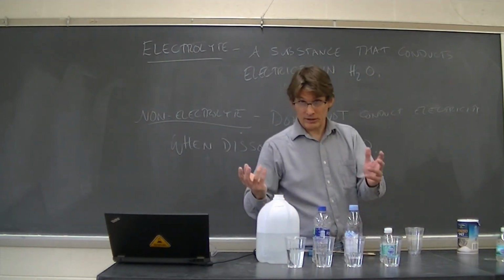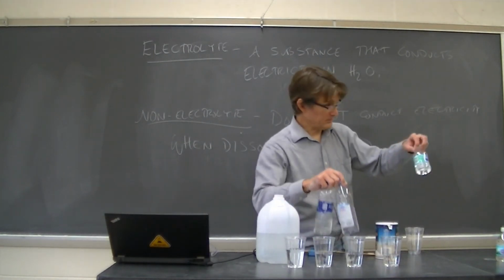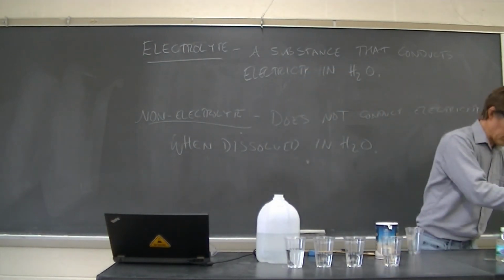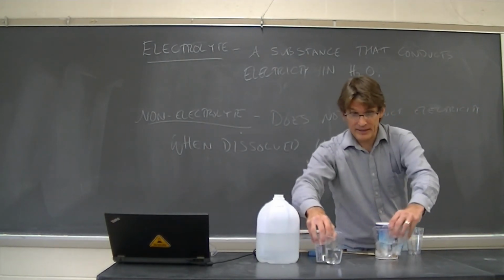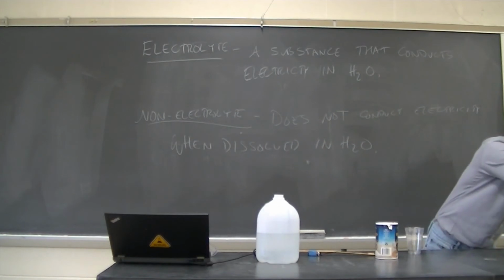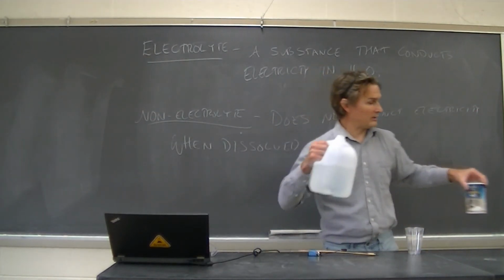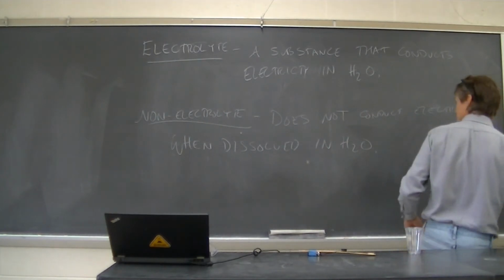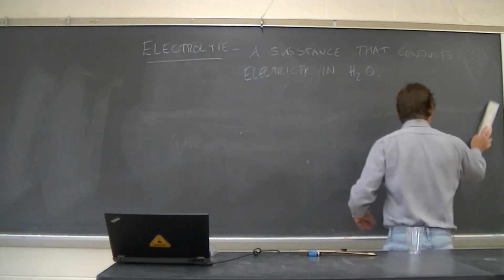So that's all an electrolyte is. Salt's an electrolyte. If you add a little bit of salt to water, you've got an electrolyte dissolved in the water. The electrolytes can be divided into two different types, and those two different types are called strong electrolytes and weak electrolytes. So let's differentiate between those two.